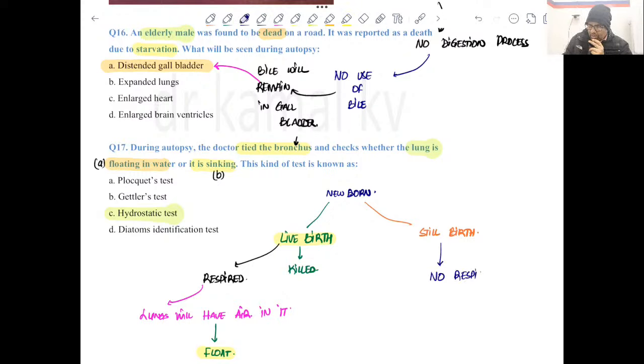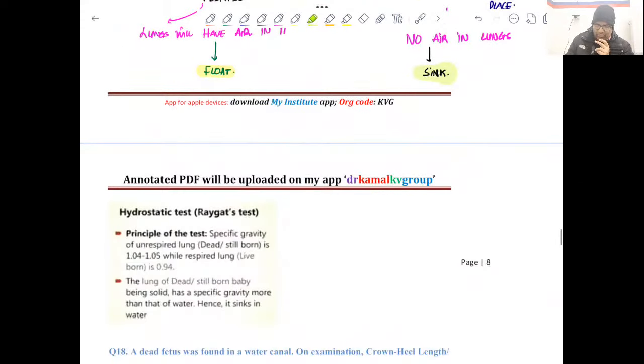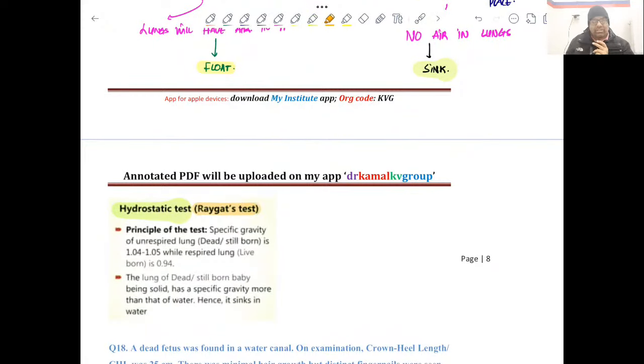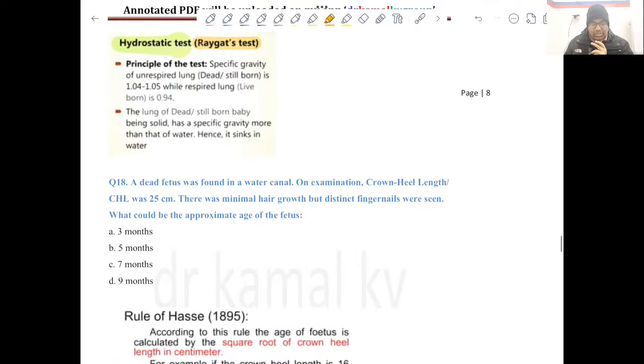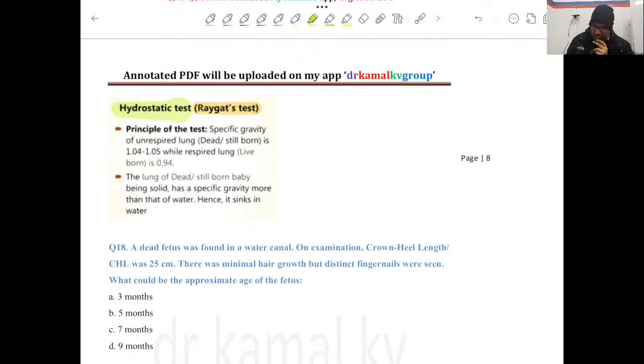No respiration took place. Clear? So if it's a stillbirth, it means he never respired. So it means no air in the lungs, and therefore the lungs are solid, and therefore if you put them in water, they will sink. So if there is a dead newborn, and if the lung sinks in water, you will say with confidence that this was a case of stillbirth. Clear? So this is the concept of the hydrostatic or Ploucquet's test. Fine? Pretty important.